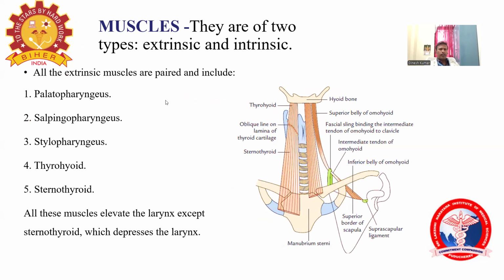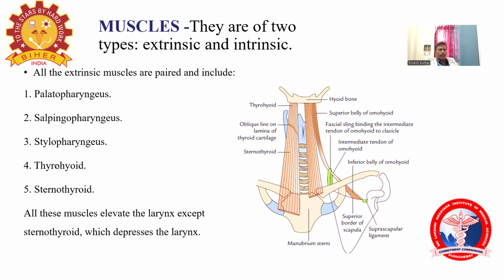Next, we'll discuss the types of extrinsic and intrinsic muscles. There are two types of muscles: one is extrinsic, another one is intrinsic. All the extrinsic muscles are paired and include palatopharyngeus, salpingopharyngeus, stylopharyngeus, thyrohyoid, and sternothyroid.